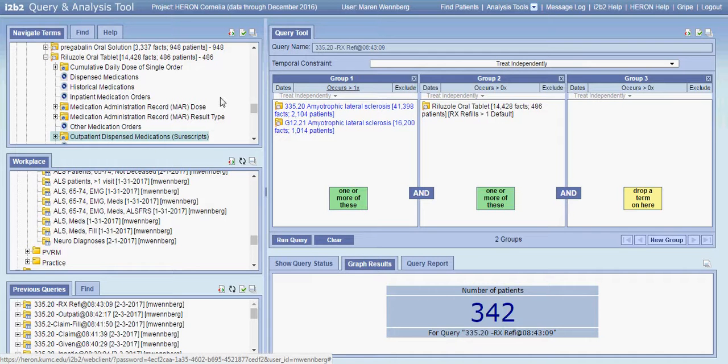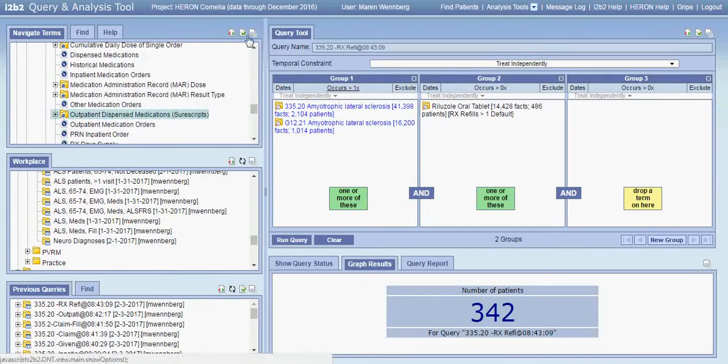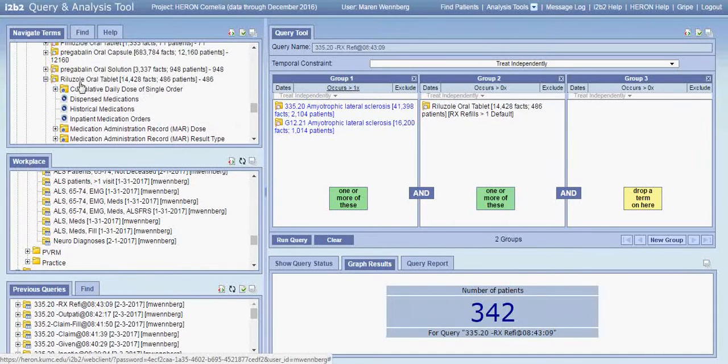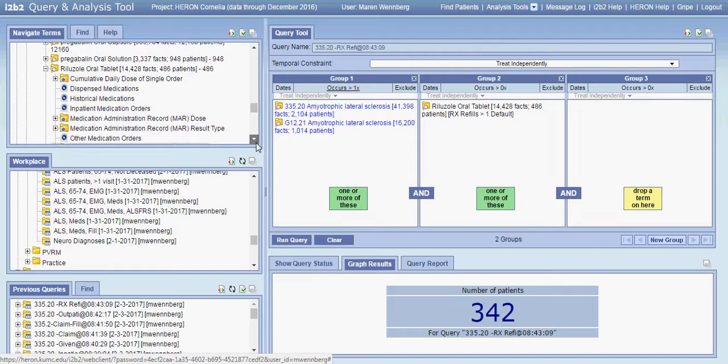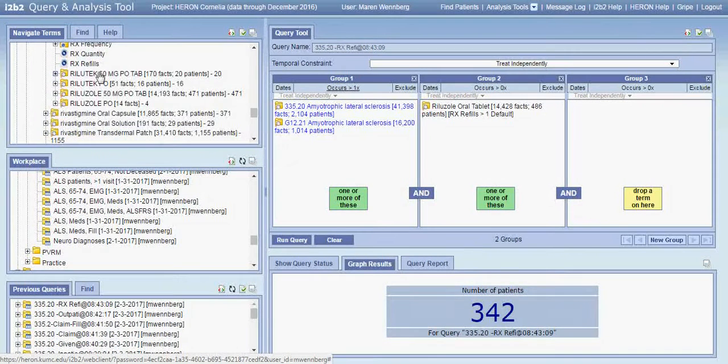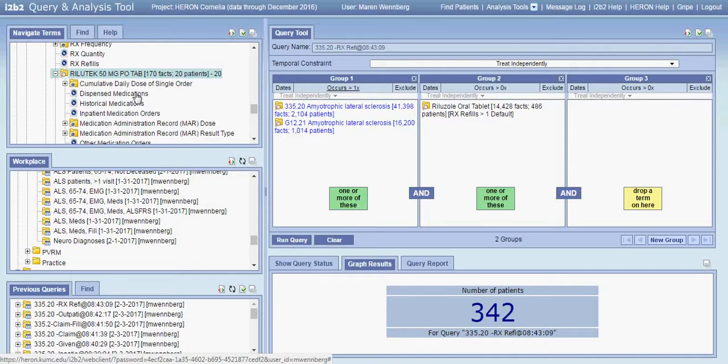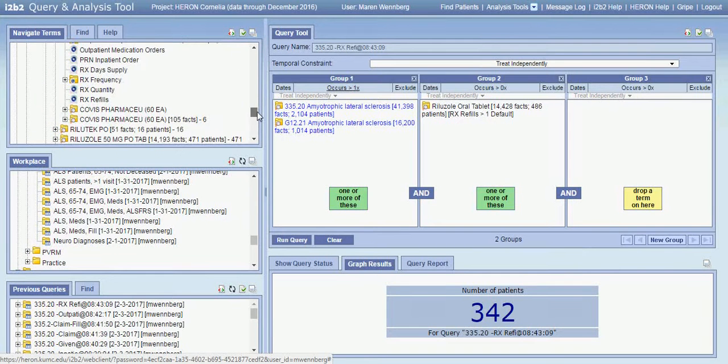And again, when you're looking at the medications, you'll want to figure out what level you want to pull the modifiers over from. So again, I pulled it over from Riluzole oral tablet, but I could have gone more specific and only gone into this specific folder. The modifiers are found at many different levels, so figure out where you'd like to pull them over from.